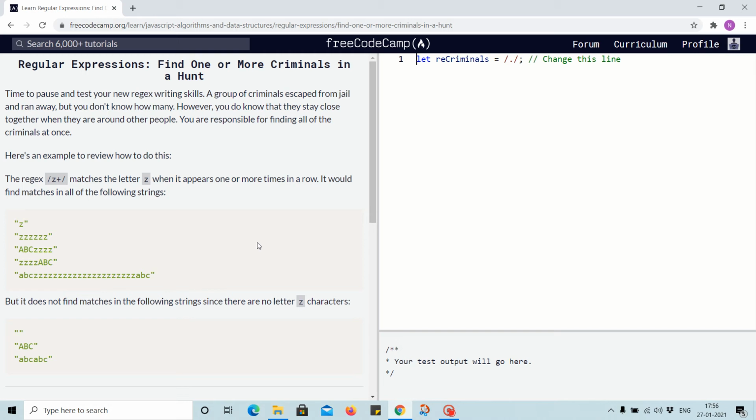Next topic in regular expressions: find one or more criminals in a hunt. Time to pause and test your new regex writing skills.